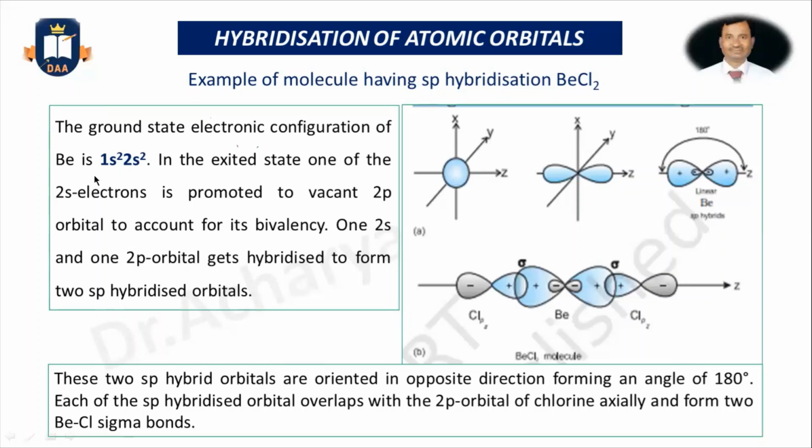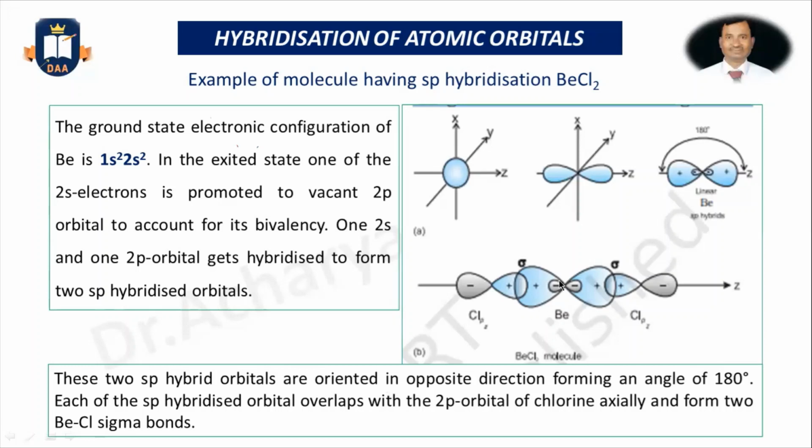In beryllium, it has 2p orbitals also, which are vacant. So in excitation of the beryllium atom, from the 2s orbital, one electron is shifted to the 2p orbital to form two sp hybridized orbitals. And these two sp hybrid orbitals are oriented in opposite directions. You can see this is the opposite direction.